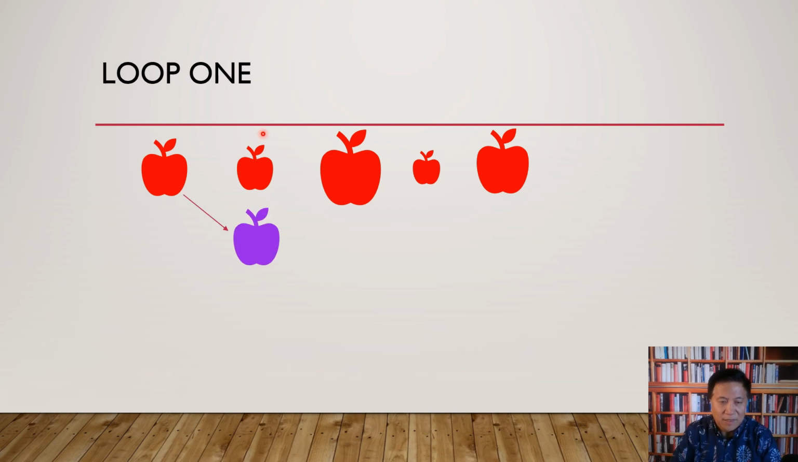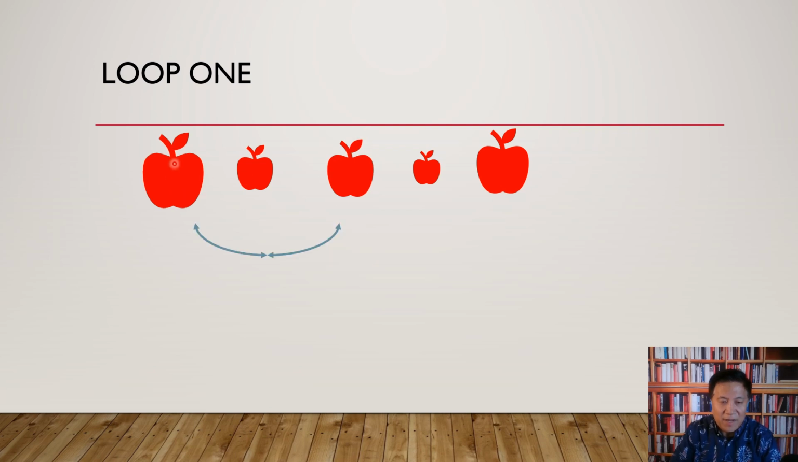So first, we compare the first apple size to the next one. If it's bigger, we don't do anything. And then we compare the first apple size to the third one. This one turns out to be smaller than the third one. So we swap the position between the third and the first. And then we compare the first one to the fourth. It is bigger. And we then compare the first one to the fifth. It is still bigger. So after the first loop, we place the largest apple at the top of this list.